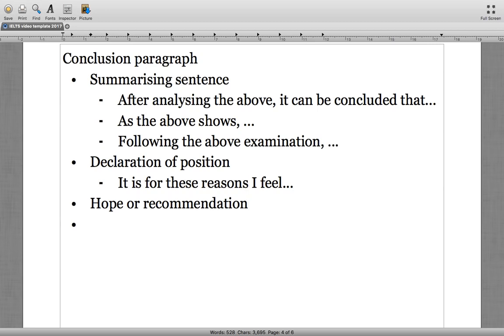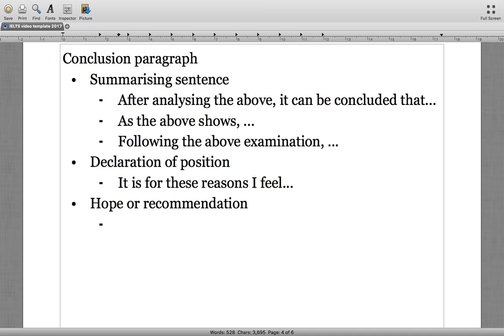And finally, you share a hope or a recommendation. This is kind of a nice way to close the essay. Sometimes it's difficult to think of creative ways to sign off on the essay. But if you just think of some sort of hope that you want, or some sort of recommendation that you can make, this should fulfill any sense of closure that you need.